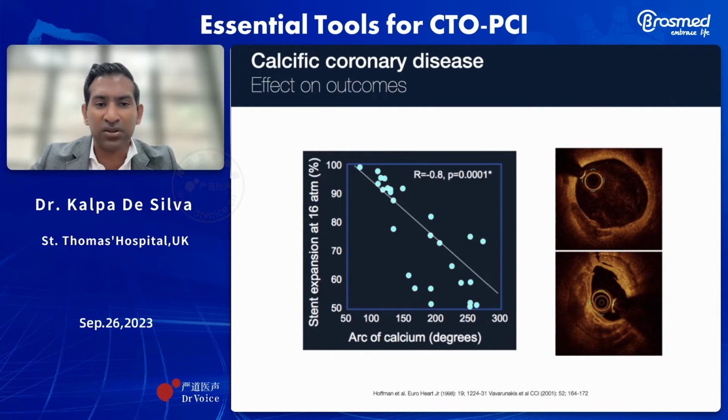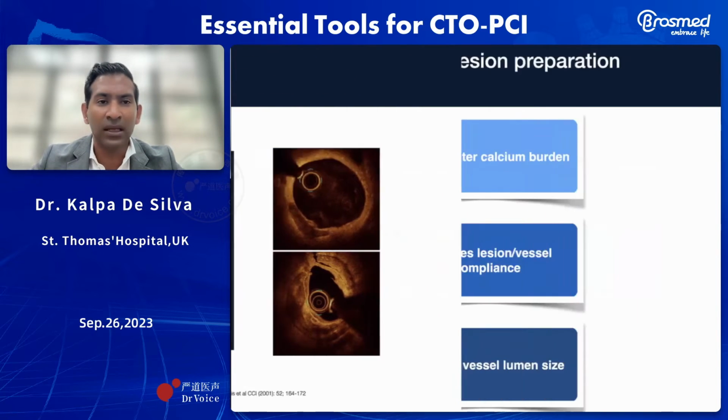So we need to be cognizant of that and understand how much calcification there is, what the arc of calcium is, and that you really can't do on coronary angiography. It's intravascular imaging with either IVUS or OCT that will guide this kind of information.